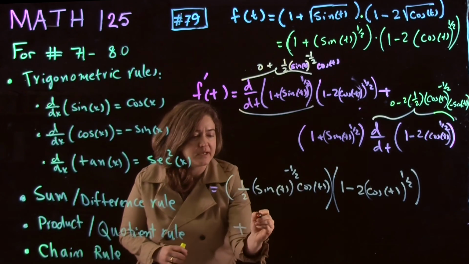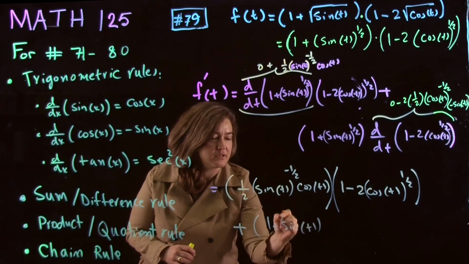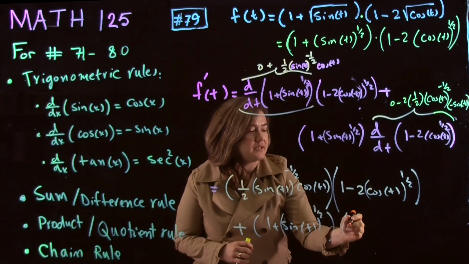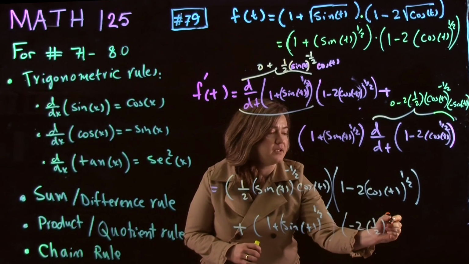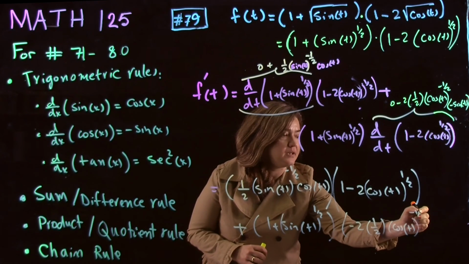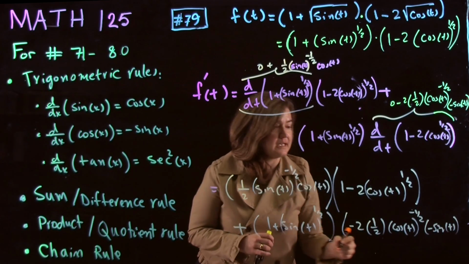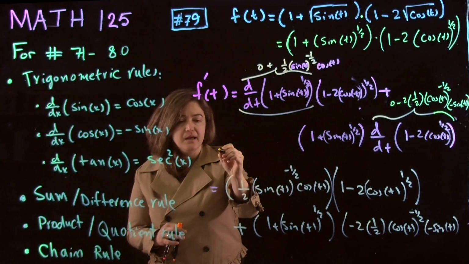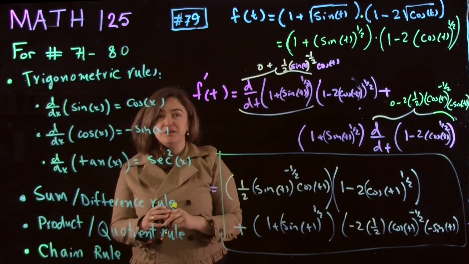plus, this first one is untouched. The second one is replaced by the derivative that we found. I can omit 0: minus 2 times 1/2 times cosine of t to power negative 1/2 times negative sine of t. This is your final answer. No need to simplify.